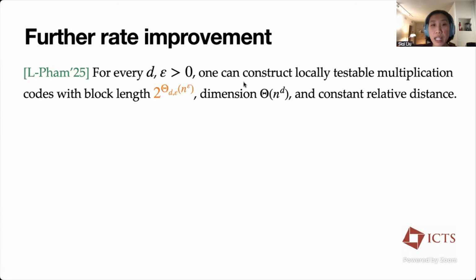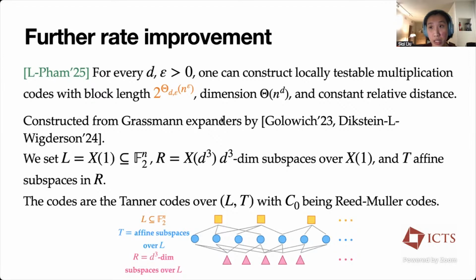It turns out that we could even get further improvement. This is a bigger improvement here. This is a new result from work with FEM. We also puncture Reed-Muller code, and if we keep the dimension to be n to the d, the block length now is like 2 to the n to the epsilon for any constant epsilon. So it's a much better improvement on the rate, but still it's not inverse polynomial rate. So a lot to be desired still. And this construction comes from the so-called Grassmann expanders.